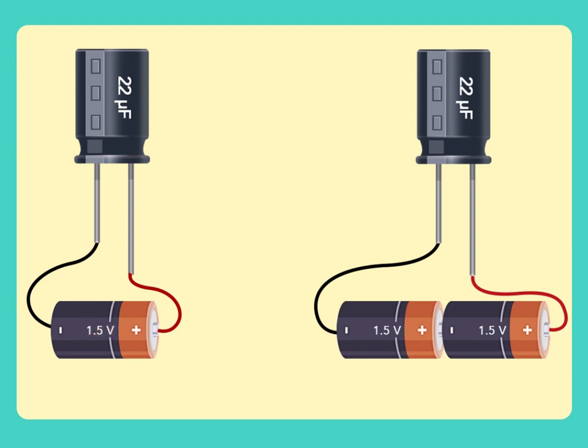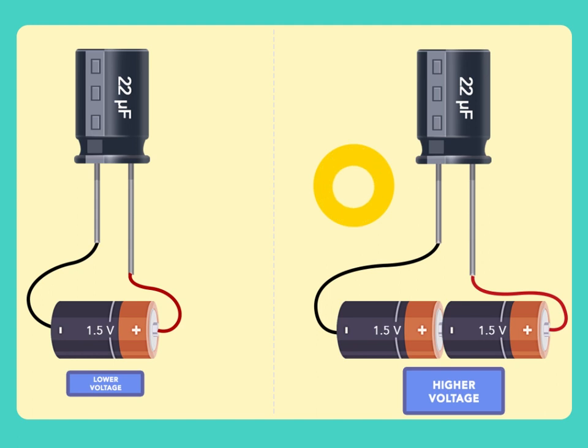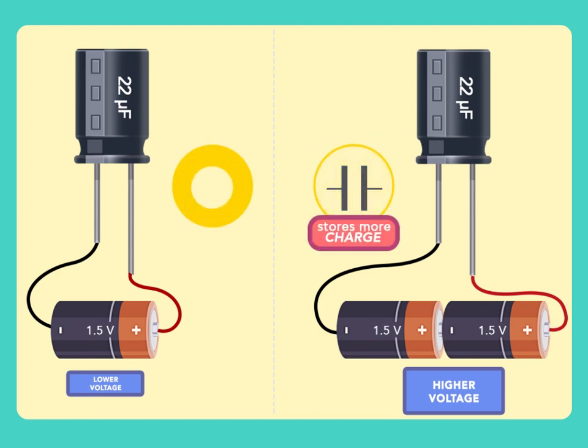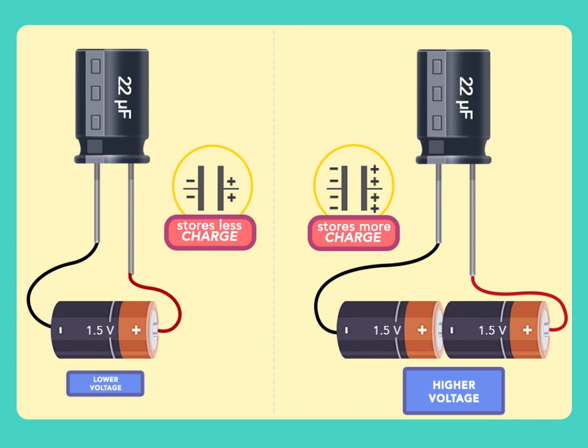If we connect two capacitors with the same capacitance to different DC voltages, the capacitor connected to the higher DC voltage can store more charge before the voltage across it is equal to the applied voltage and thus stops charging.